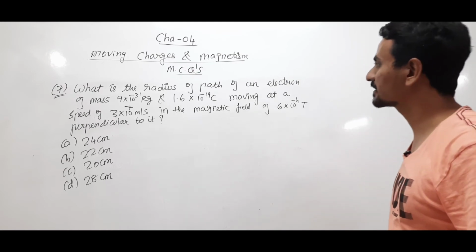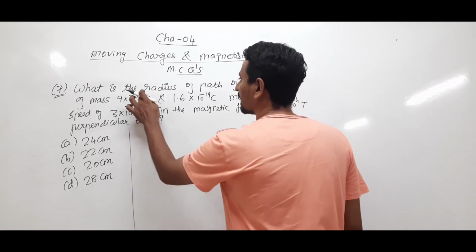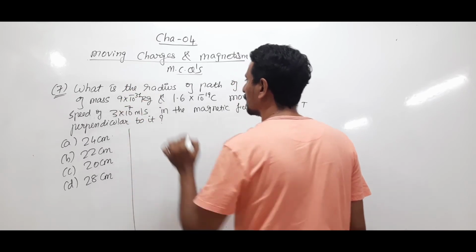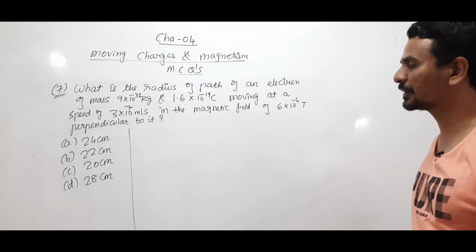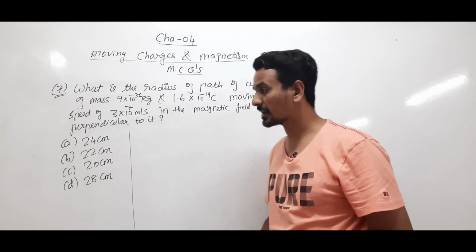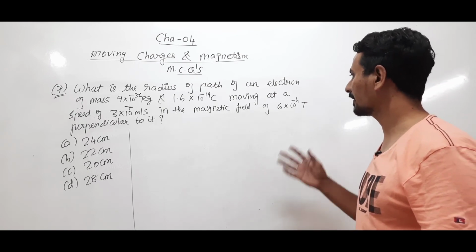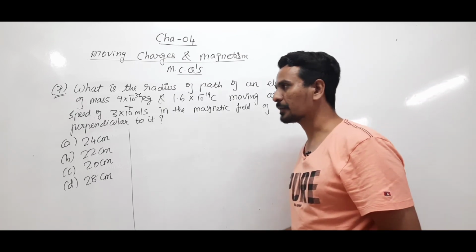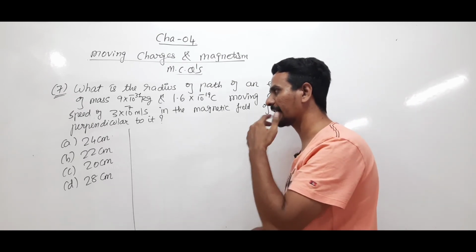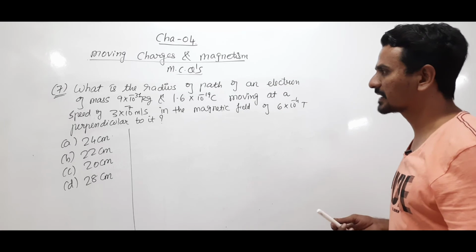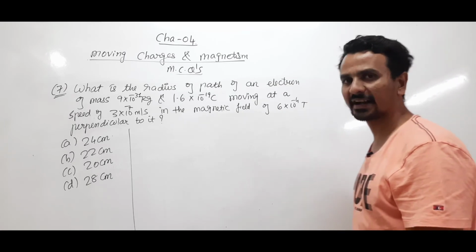The next one, seventh one. What is the radius of the path of an electron of mass 9 into 10 raised to minus 31 kilogram and 1.6 into 10 raised to minus 19 coulomb charge, moving at a speed of 3 into 10 raised to plus 7 meter per second in a magnetic field of 6 into 10 raised to minus 4? This must be the question of your textbook, I think. Each and every value is given. You just need to put the formula for the radius.